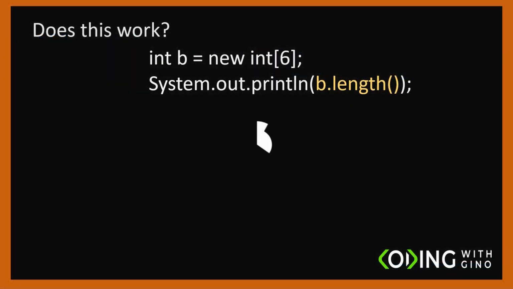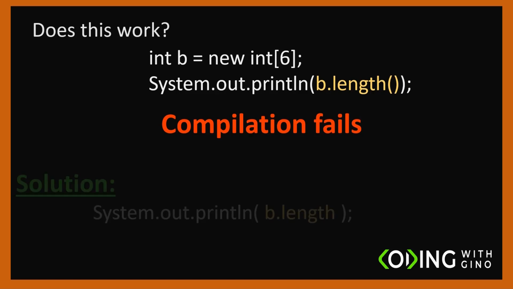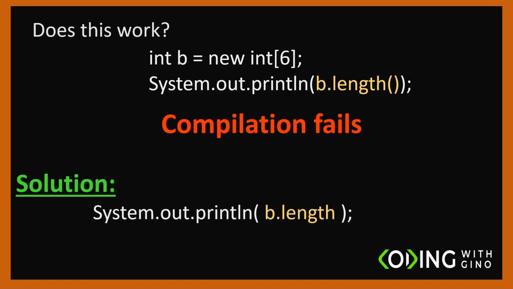Does this work? The first line works, but compilation fails for the second line. This is because the length of an array is a property, not a function. The solution is to not put brackets after length, okay?